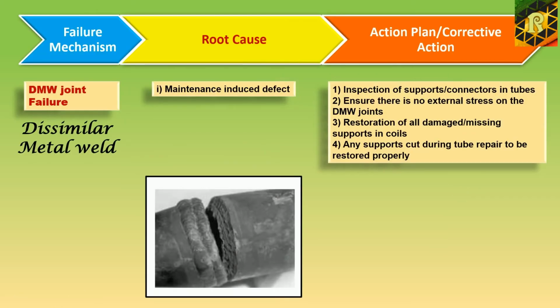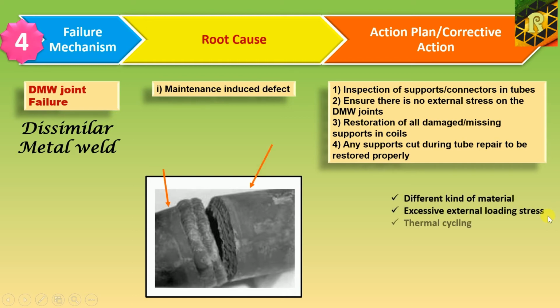Next is DMW joint failure. DMW joint failure, that means dissimilar metal weld failure, occurs due to different expansion properties of two different kinds of material, excessive external loading stresses, thermal cycling and creep of the ferritic material. The entire failure occurs across the circumference of the tube section.